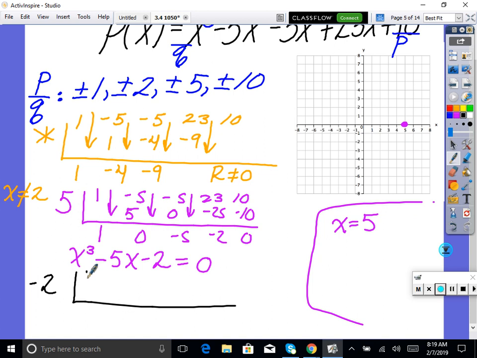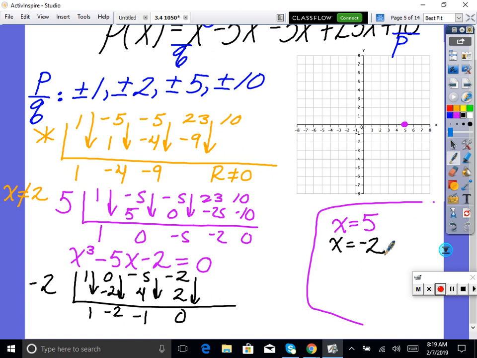So negative 2, let's see here. Then we would have 1, 0, negative 5, negative 2, add straight down, multiply up, add straight down, multiply up, add straight down, multiply up, add straight down. Awesome. So now we'll say x equals negative 2. Okay, so we're also crossing at negative 2. There's our other 0, or it could be bouncing once again, right? We don't know the multiplicities here.